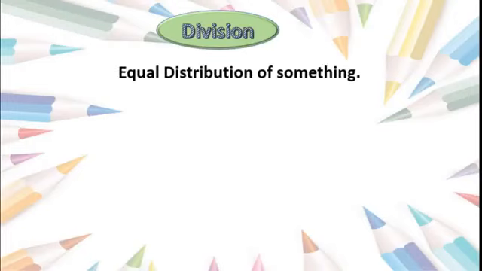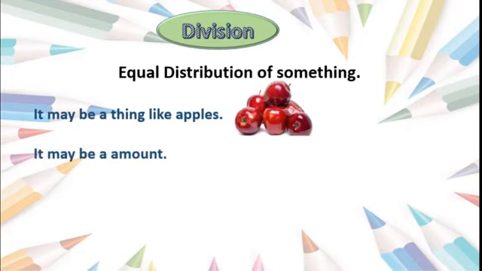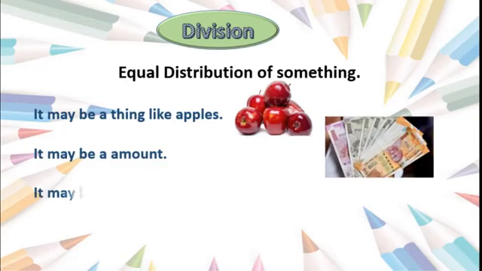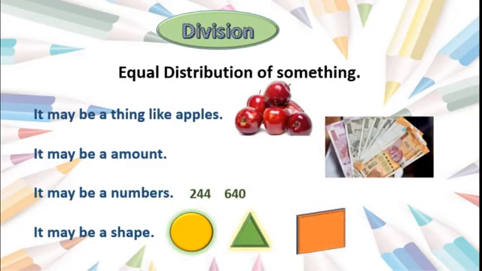Division. What is the meaning of division? Division means equal distribution of something. It may be a thing like apples. See, we can divide these apples equally among the given numbers, isn't it? It may be an amount. We also can divide amount equally. It may be numbers. See here, we can divide these numbers equally among the specified numbers. It may be a shape. We can divide shape also in given parts, isn't it?